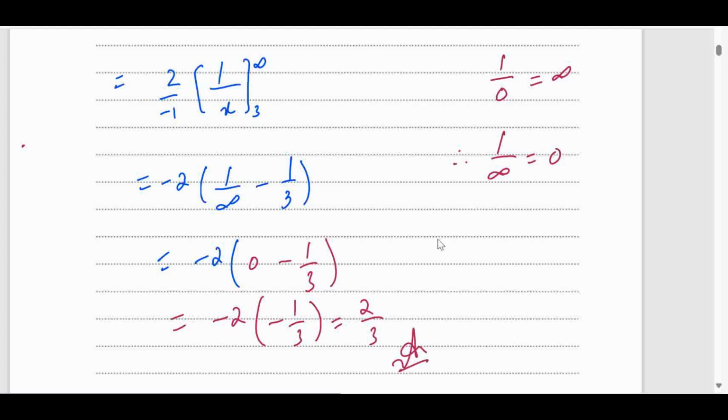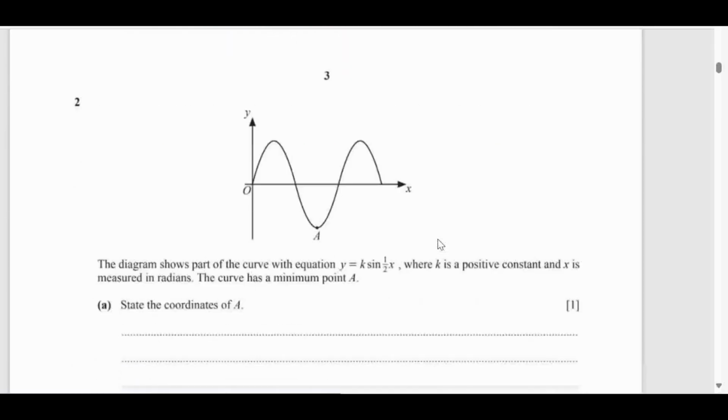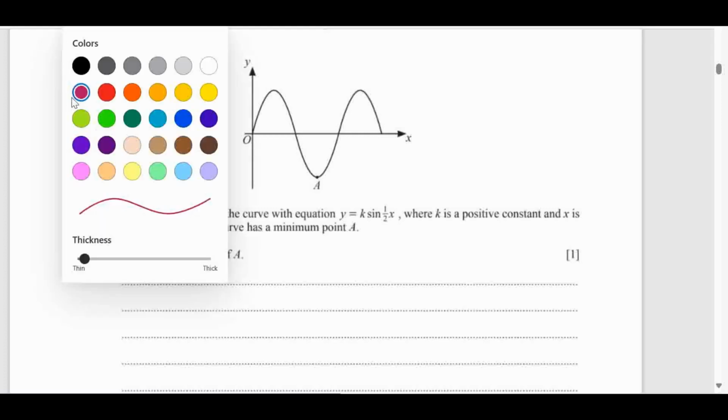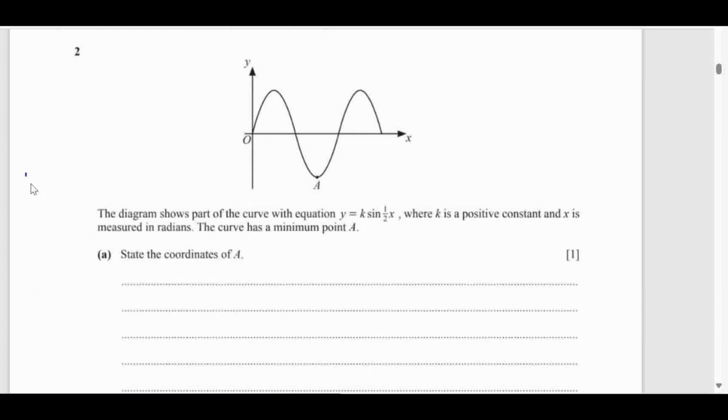Let's move to the next question. Question number 2. The diagram shows part of a curve with this equation, where k is a positive constant and x is measured in radians. The curve has a minimum point at A. Now we can solve it using the concept of differentiation, as well as we can use the graph, the basic graph.